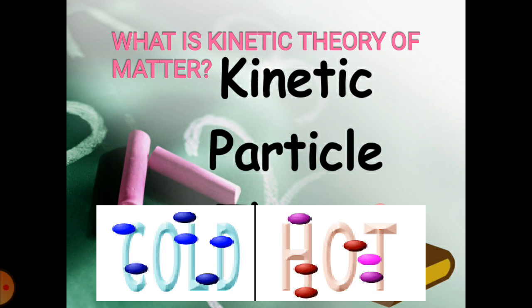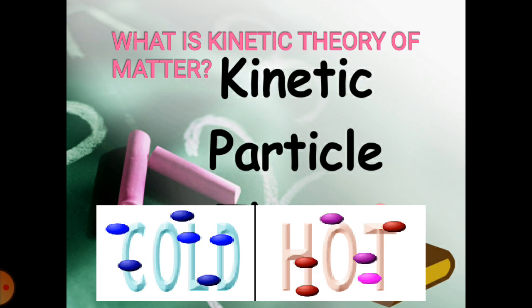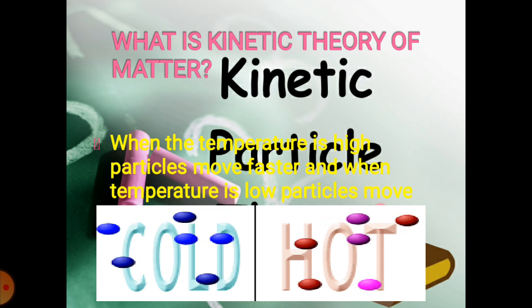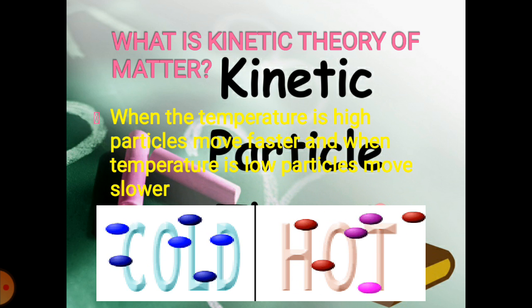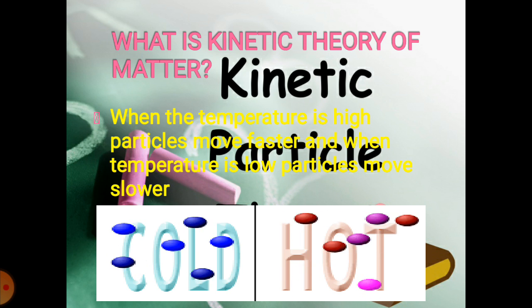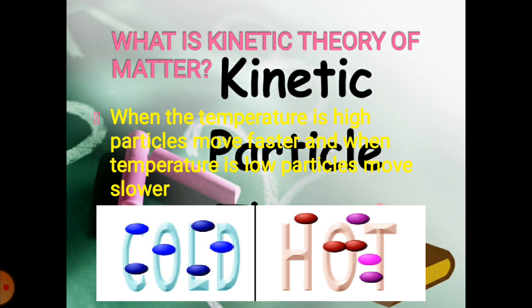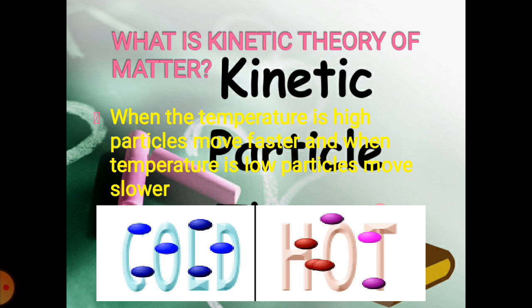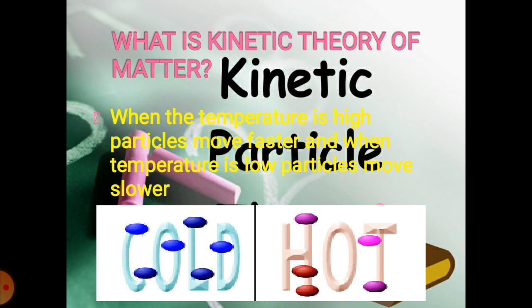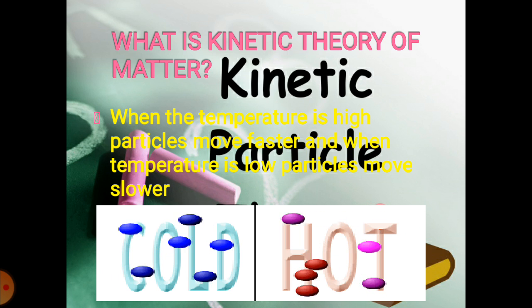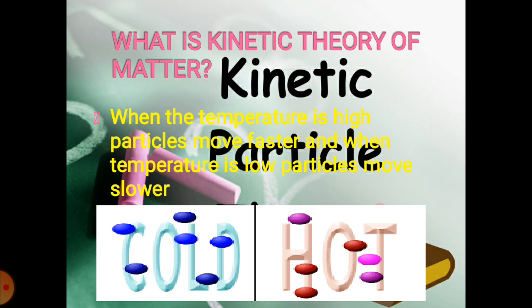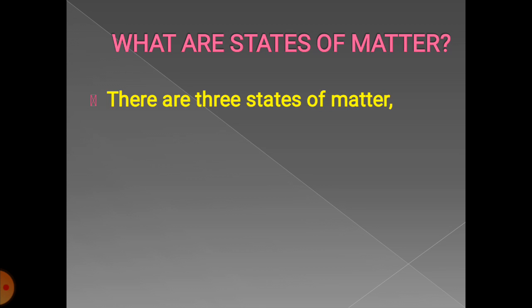Here you can see cold particles and hot particles. Okay, so what we have to observe in this diagram, when the temperature is high, particles move faster, and when temperature is low, particles move slower. Here you can see in cold, particles are moving slow, and in hot, particles are moving faster.